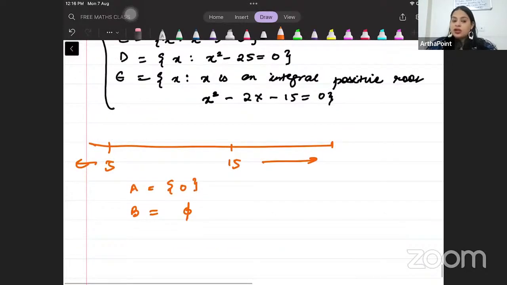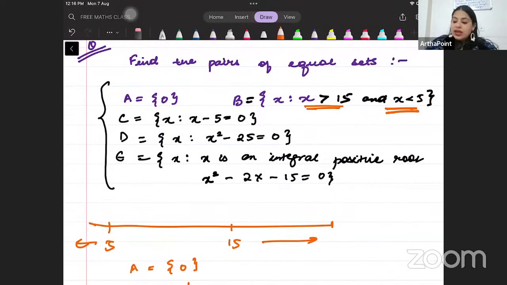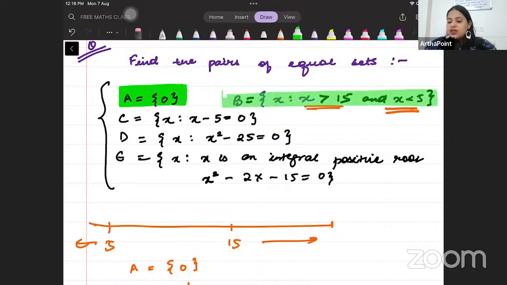अच्छा, come to A. A is containing the element 0. बेटा, A is not null. ये बहुत बच्चे confuse हो जाते हैं. A is not null. A contains an element and that element is 0. But B has come out to be a null set.